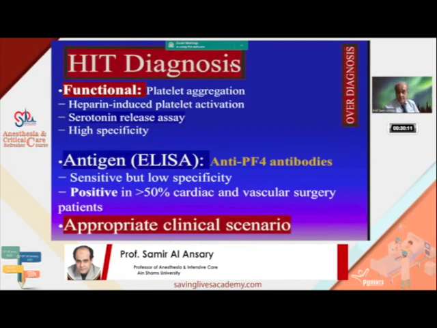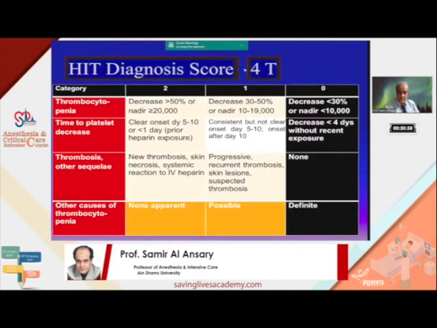For HIT diagnosis, there are several lab tests, including functional assays. The heparin-induced platelet activation, serotonin release assay, is the gold standard, highly specific. Also ELISA for antigen detection, anti-platelet factor 4 antibodies, is sensitive but less specific than serotonin. And the clinical scenario really is very important. This is the 4T test for the HIT diagnosis score. And really, we over-diagnose HIT.